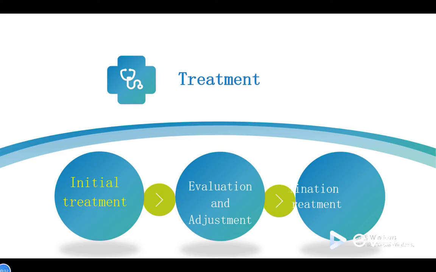And now let's move to the treatment. The treatment of pneumonia includes 3 steps: initial treatment, evaluation and adjustment, and finally termination of the treatment. Step 1. Initial treatment. It also includes 3 portions.